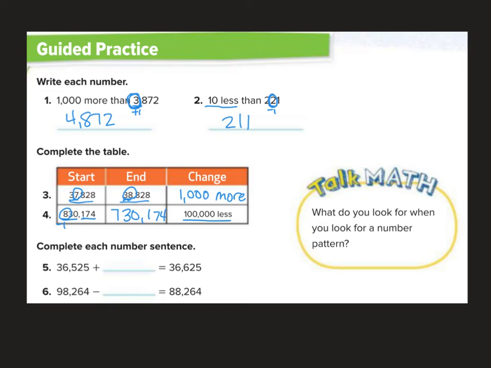Okay. Here we go. Complete each number sentence. 36,525, 36,625. So I went from 500 to 600, which is adding 100. Okay, that wasn't too bad. Now here I'm going from 98,000 to 88,000. So the digit that's changing is in the 10,000s place. That's going down, so that means I'm subtracting 10,000 to go from 98,000 to 88,000, subtracting 10,000.